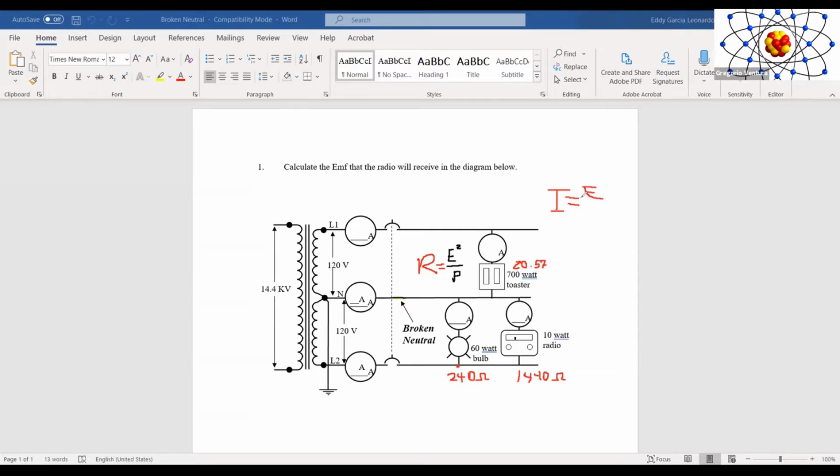E divided by R, E by R. So for this one here, we have 5.83 amps, and that's the amount of current that we have on the toaster. And then you said that here we have 0.5 amps. And how many amps on the radio? 0.08. Yeah, 0.08, which is 83 milliamps. But I'm going to write it down as 0.083.